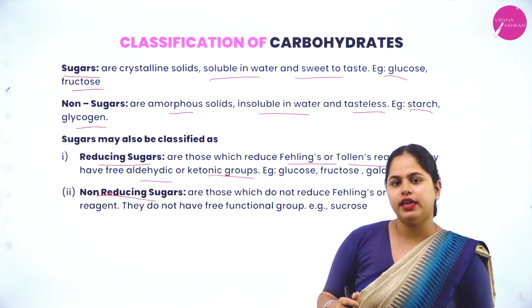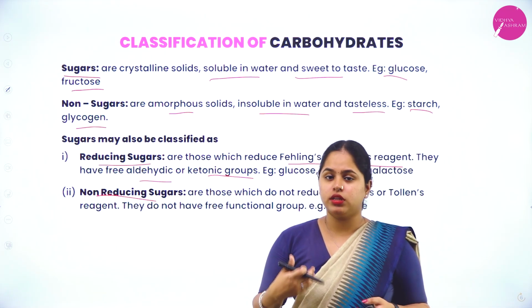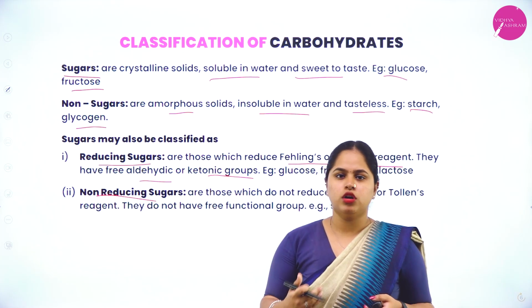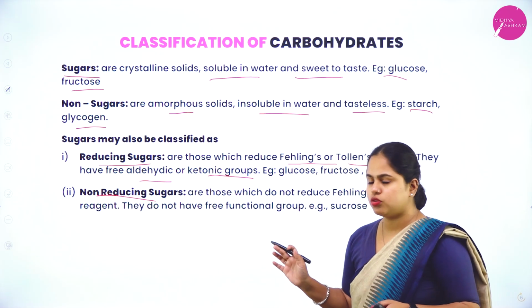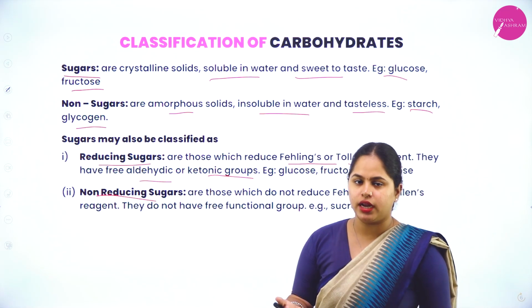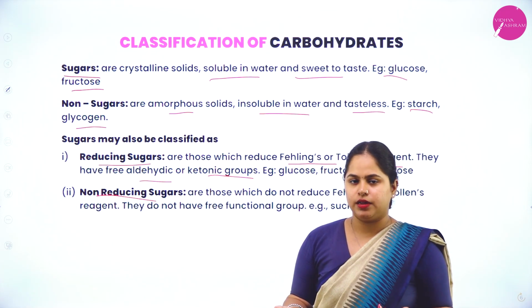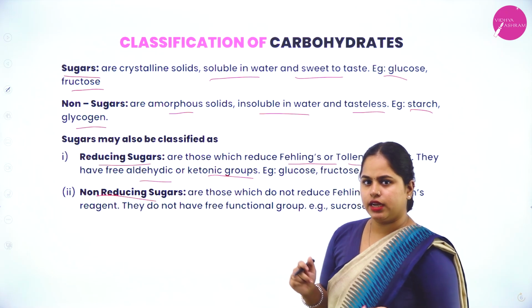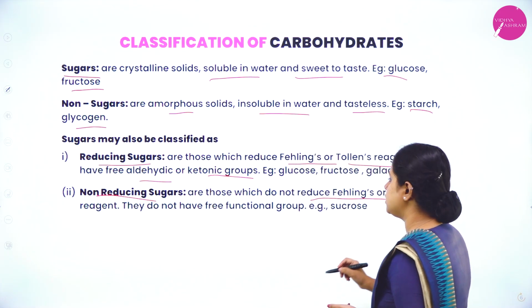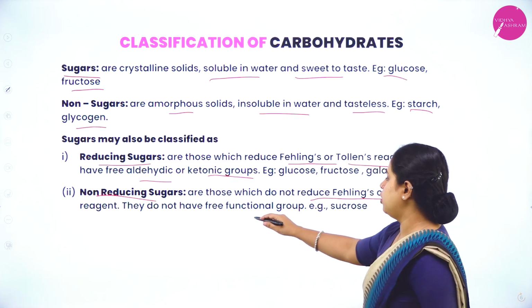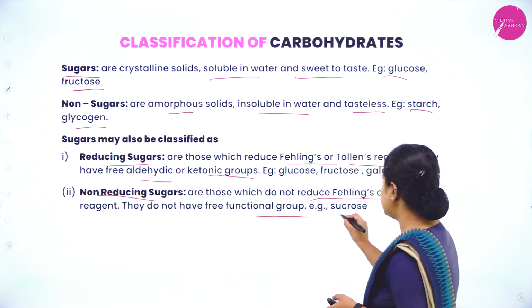So there we have studied the aldehyde group will show the Fehling's test or Tollens test. So that in detail we have studied there. So as of now, reducing sugars are the ones which will show that test towards Fehling's test or Tollens test. Clear? Now, non-reducing sugars are those which do not reduce Fehling's or Tollens reagent because they do not have a free functional group. Example is sucrose.